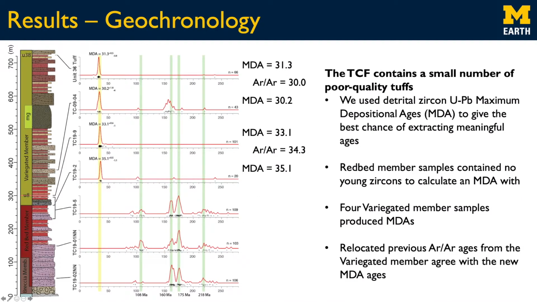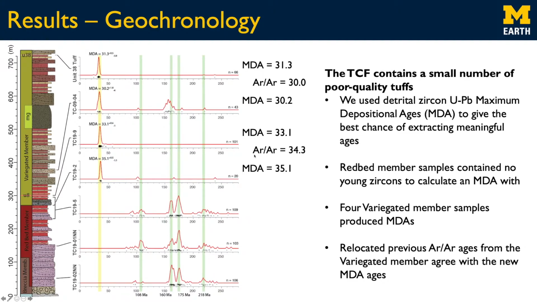So here I've listed out the detrital zircon spectra from the samples we took from the stratigraphy. And we decided to use detrital zircon maximum depositional age constraints because of how poor even the best tuffs that we found looked. They were all reworked tuffs. And we had success in the variegated member. We were able to pull out these young populations of zircons that gave good maximum depositional ages.